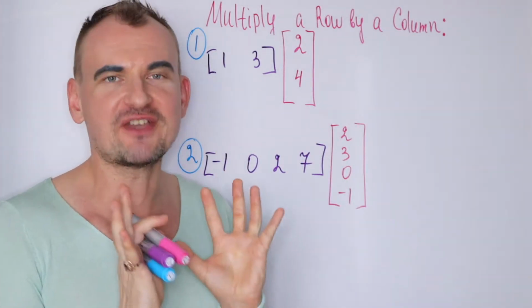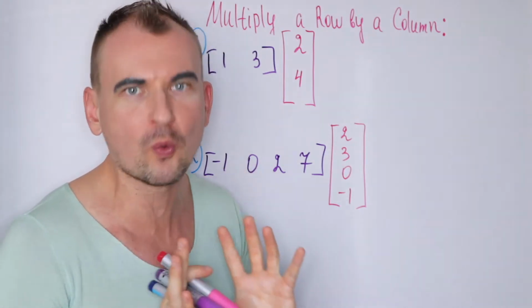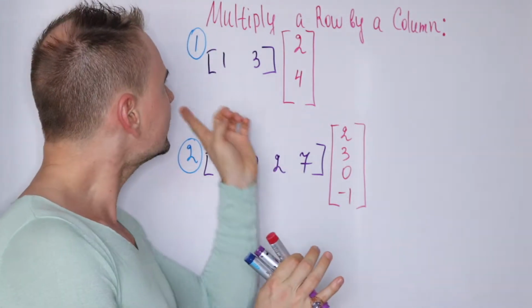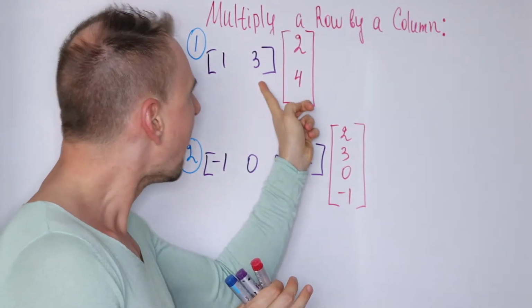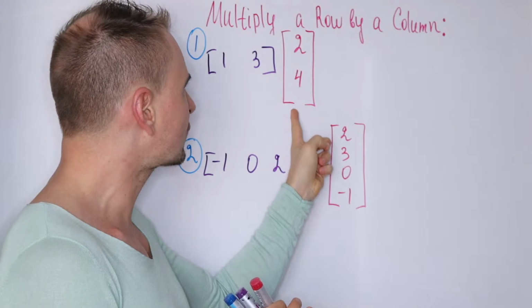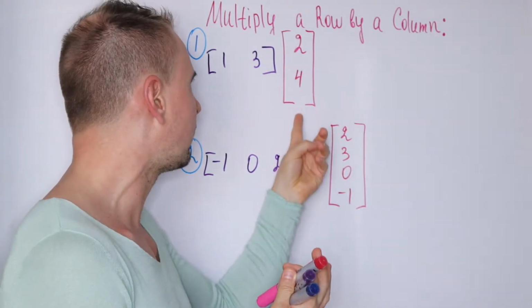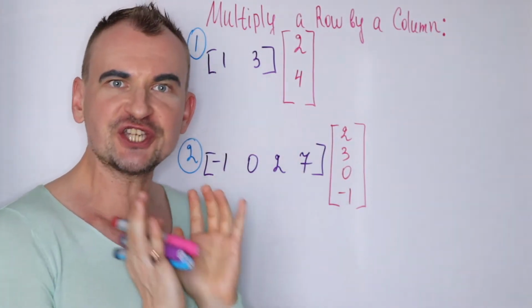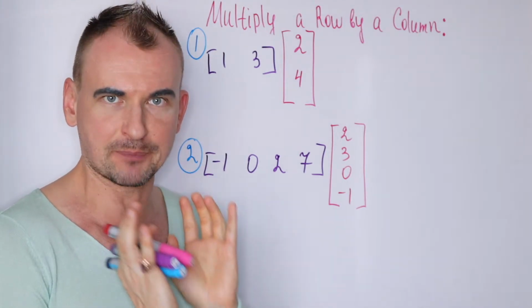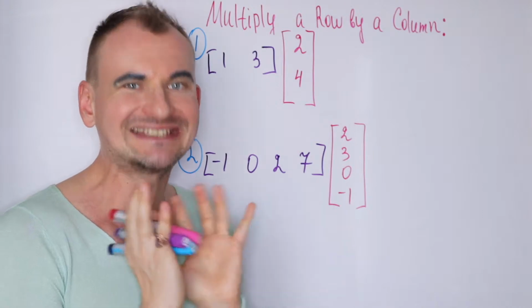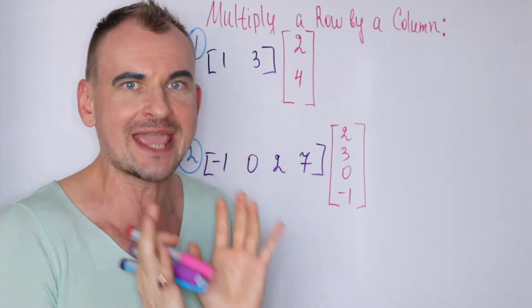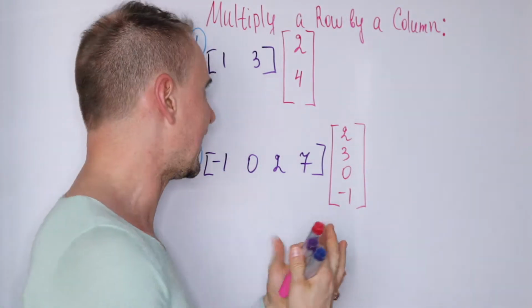I think the best way to explain is just go through examples. Say you need to multiply this matrix row 1, 3 by a matrix column, or just column 2, 4. First of all, check to see whether the product exists, because as I said before, sometimes the product does not exist and we are not able to perform multiplication.